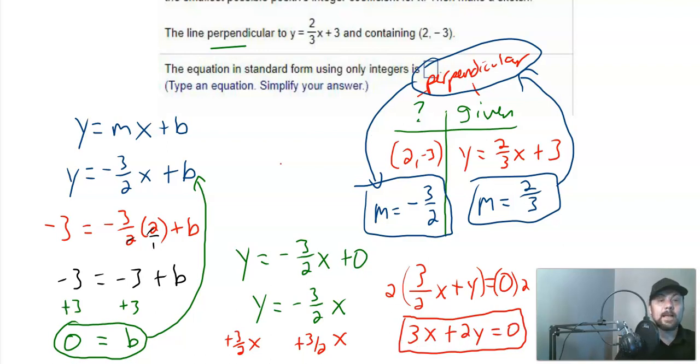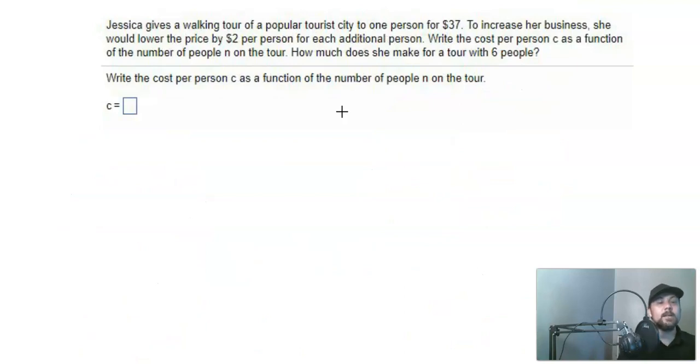All right, one last problem to look at. It's a word problem. Jessica gives a walking tour of a popular tourist city to one person for $37, right? So she advertises, I'll give you a tour for one person. You just have to pay me $37. To increase her business, however, she would lower the price by $2 per person for each additional person on the tour. So she says, if 2 of you would like a tour, I will charge each of you $35.